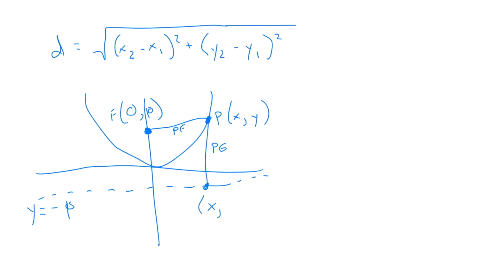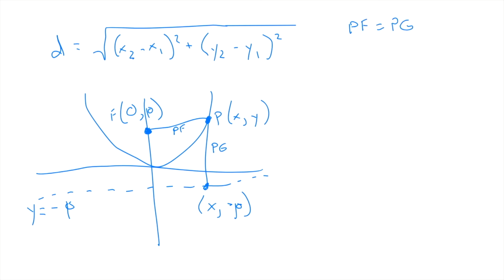And how far are we in the y direction? Well, we've gone down negative p. And so there's my... So far, so good? So PF equals PG. Let's put that. PF equals PG. Both of these are distances.